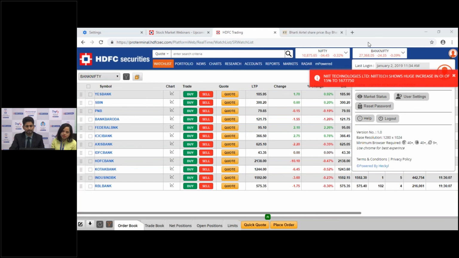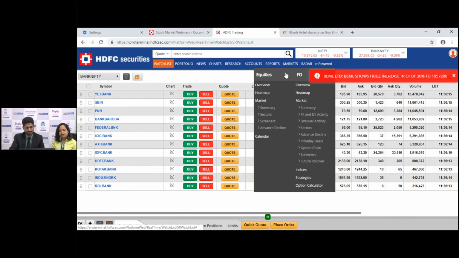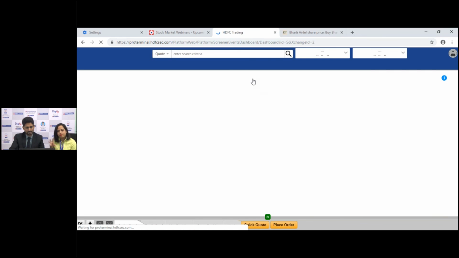To understand those screeners, we have screeners separately under the markets tab option. We have screeners for equity and F&O. But to make it even more simple, more user friendly, and give you a visual representation of those screeners, we have come up with a latest feature called Radar.